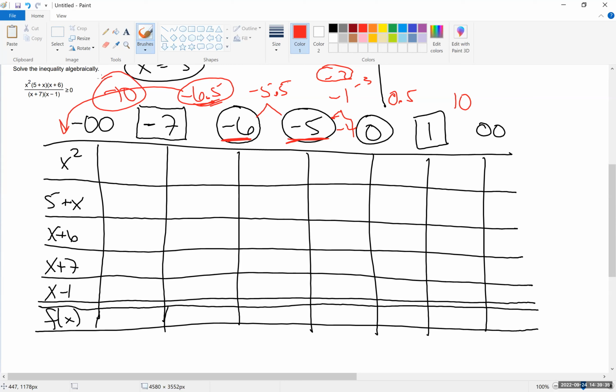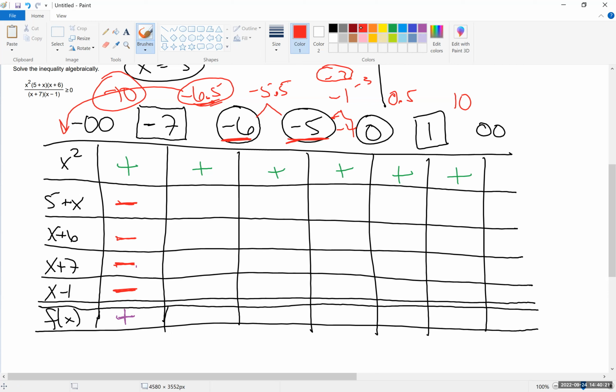So -10 squared is 100. And actually, if you square a number, it's always positive. So for all of the x squareds, it's going to be positive. We can save ourselves a little time. -10 plus 5 is -5. That's negative. -10 plus 6 is -4. -10 plus 7 is -3. -10 minus 1 is -11. Now, a negative times a negative times a negative times a negative. If you have 4 negatives, it's positive. If you have an even number of negatives, it is positive.